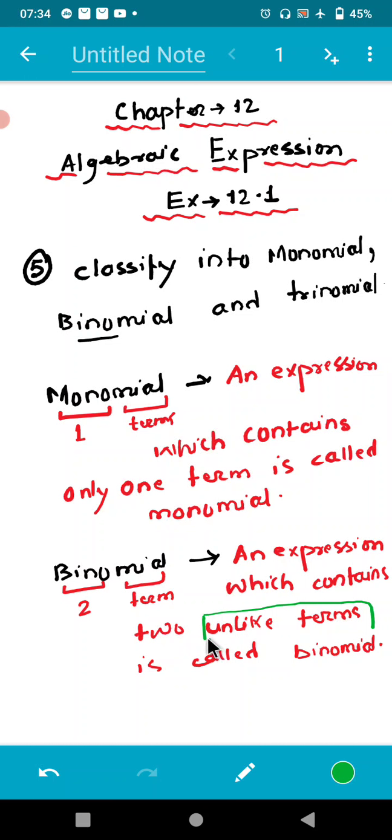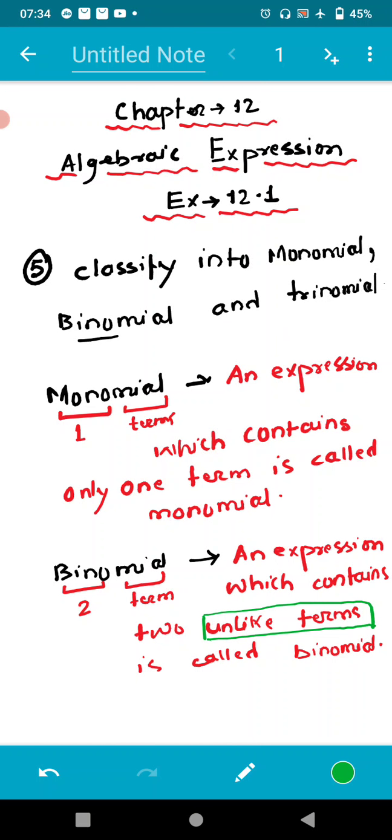So what is the meaning of unlike terms? Later on I will explain this. What is the meaning of like terms, what is the meaning of unlike terms? These two terms you have to understand, students, because when we move further in the chapter, this concept will be very important. When we learn how to add and how to subtract, this like terms and unlike terms concept will definitely play a very important role. Okay, so now we have understood what is monomial, what is binomial.